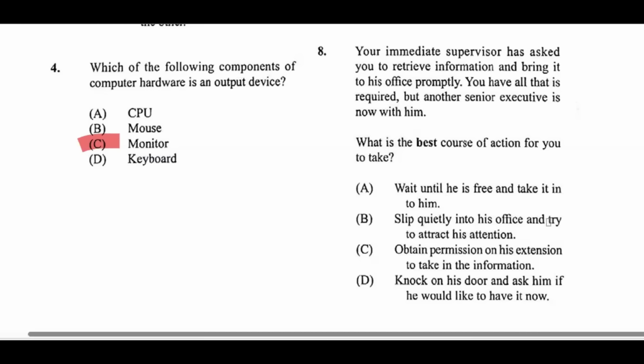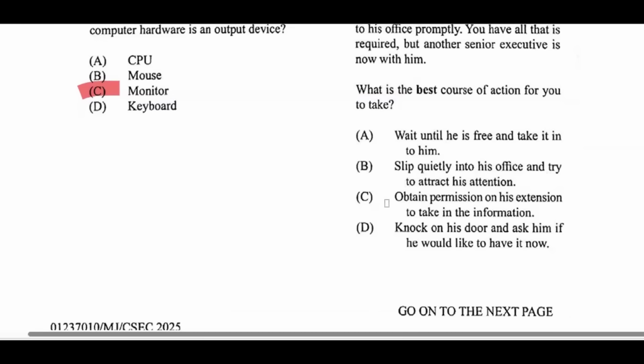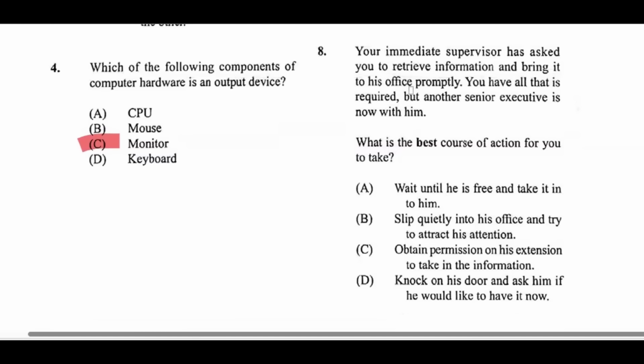Slip quietly into his office and try to attract his attention. No, you can't slip quietly. Obtain permission on his extension to take in the information. Remember, he gave you permission to bring the document in his office. So no need to slip, no need to ask permission. All you have to do, common courtesy, is knock on his door and ask him if he would like to have it. That is the best answer. Question says, what is the best course of action? D is the best course of action.